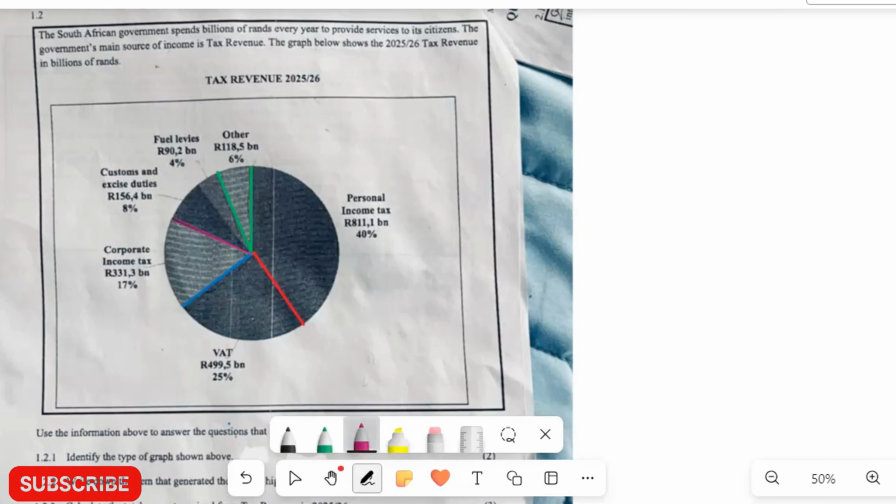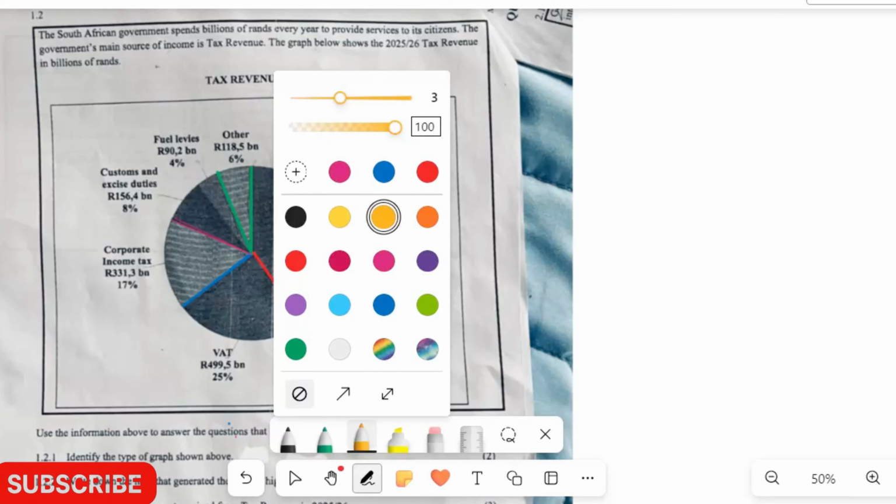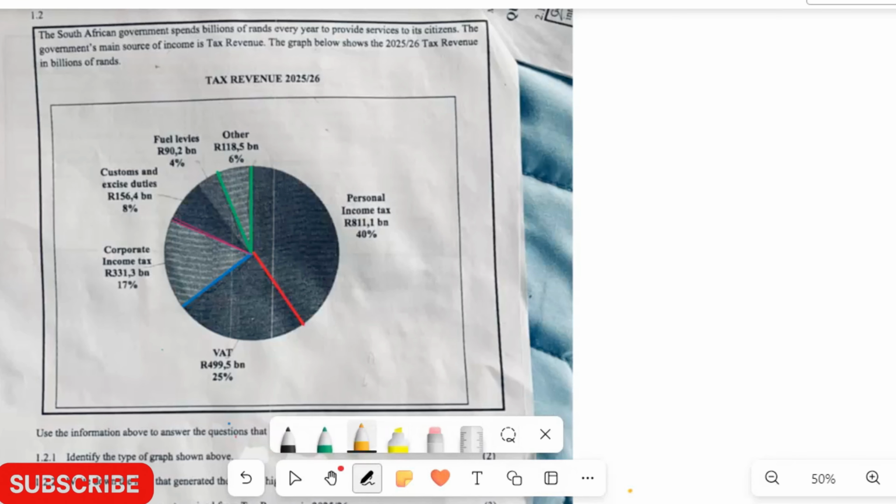Never mind my drawing. It has never been good, and I don't believe it ever will be. So just never mind my drawings. I'm not good with art.